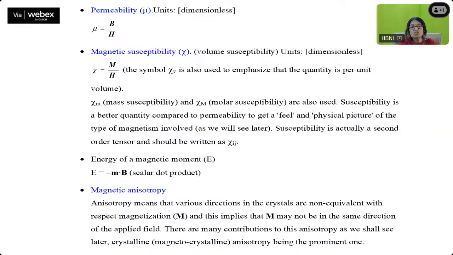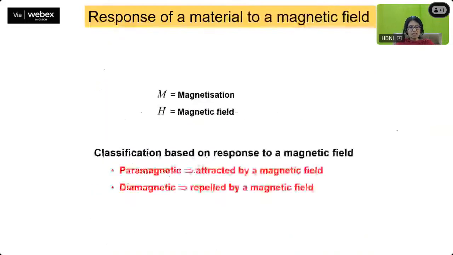And then you have mass susceptibility and molar susceptibility, with quantities like mass or moles associated with them. Then you have the energy of a magnetic moment, E, which is given by the scalar dot product of M and B. And you have magnetic anisotropy, which means that various directions in the crystal are non-equivalent with respect to magnetization. This implies that M may not be in the same direction as the applied field. There are many contributions to this anisotropy, as we shall see later. Magnetocrystalline anisotropy is the most prominent of these, and we'll find a lot of applications of magnetic anisotropy in the coming slides.